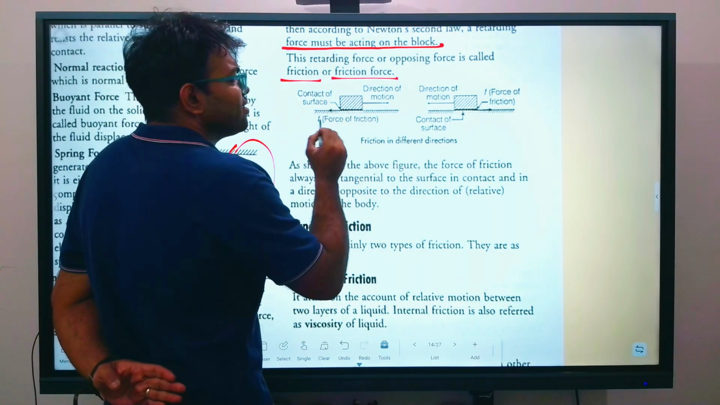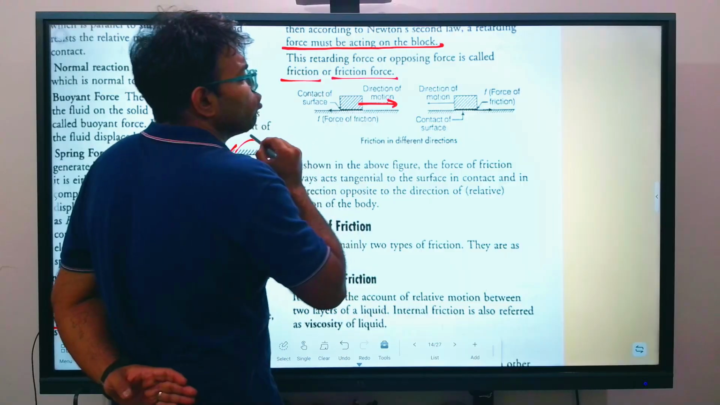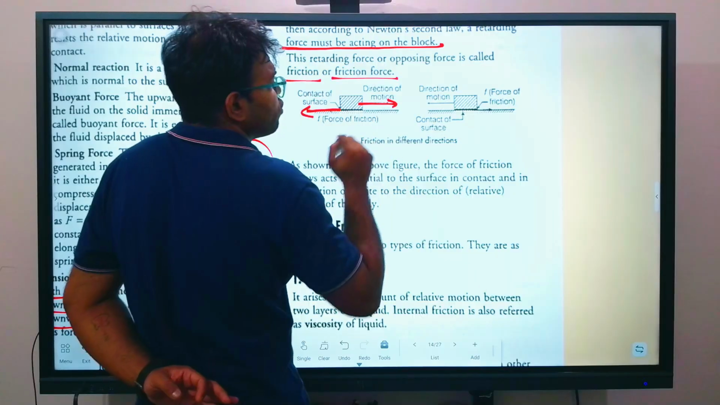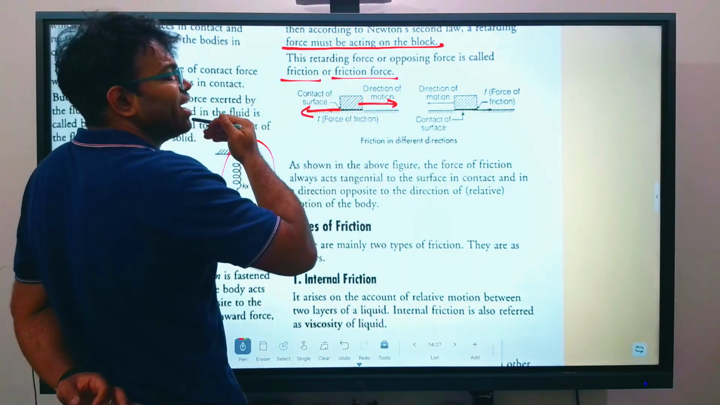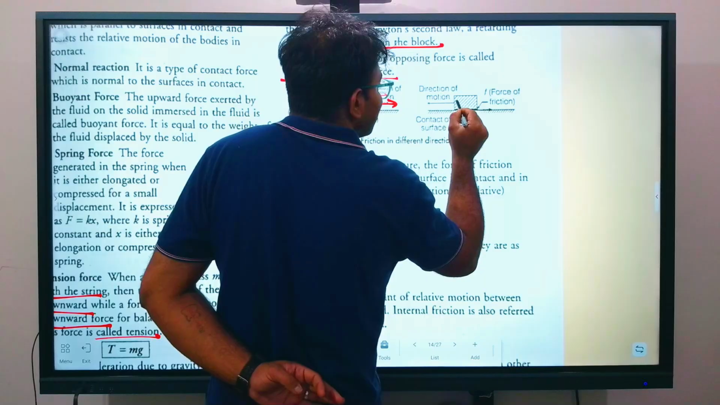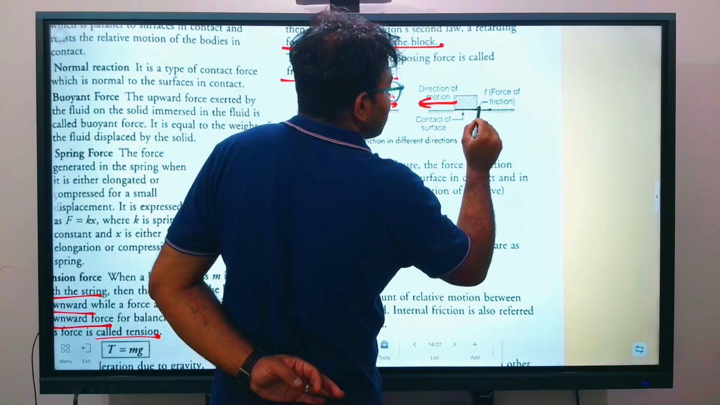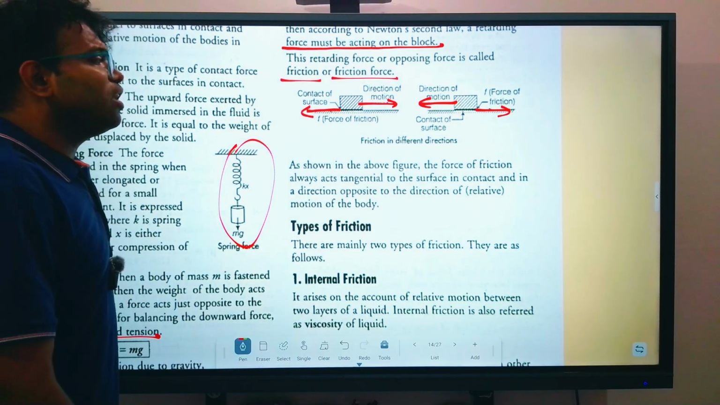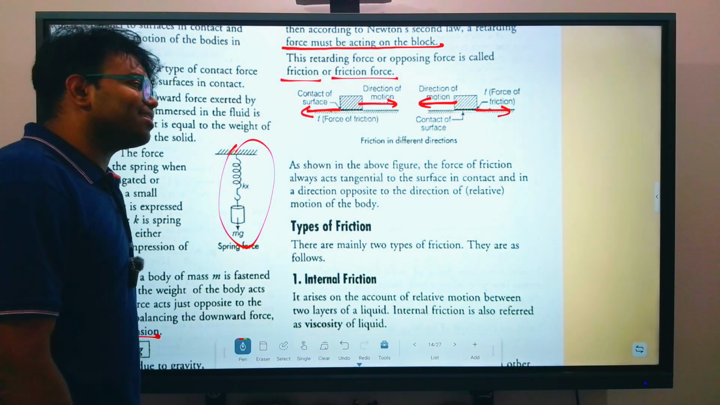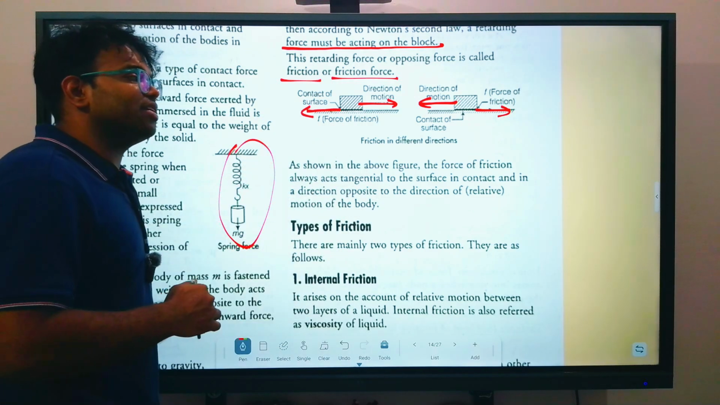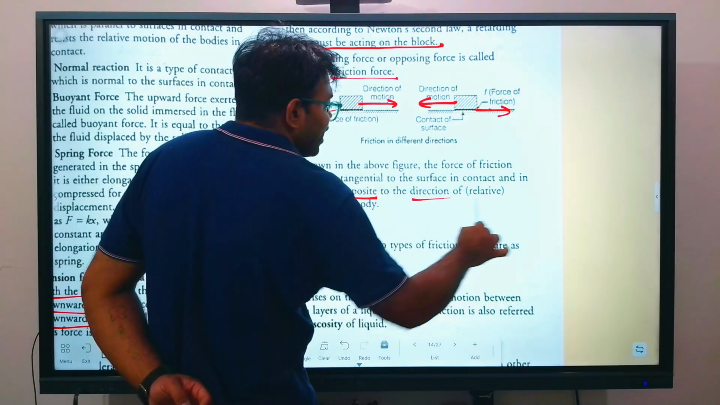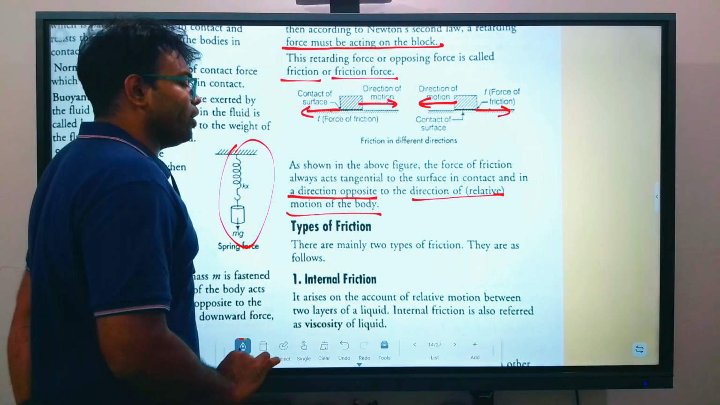This is the contact surface. This is the direction of motion. Therefore, this becomes the frictional force, acting in this direction. If the motion is in the left direction, then the friction will act in the right direction. As shown in the above figure, the force of friction always acts tangential to the surface in contact and in a direction opposite to the direction of the relative motion of the body.